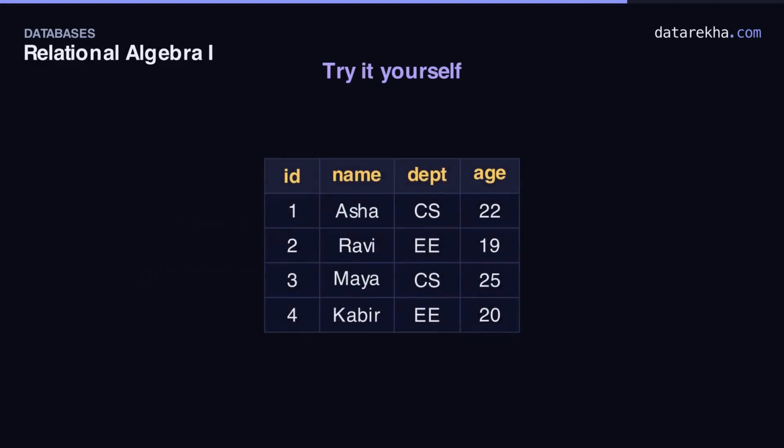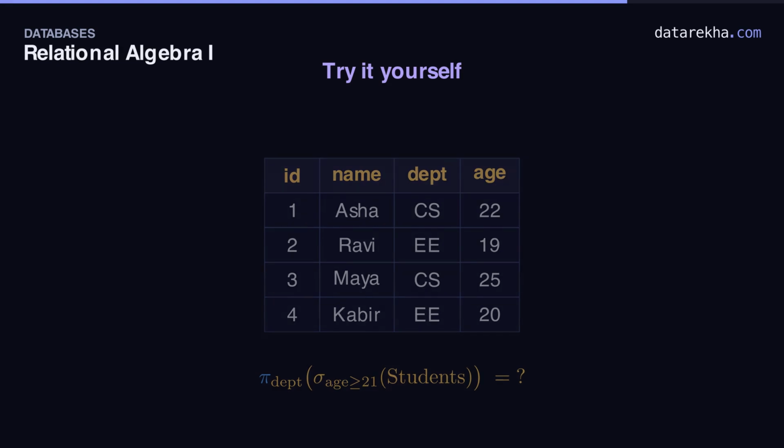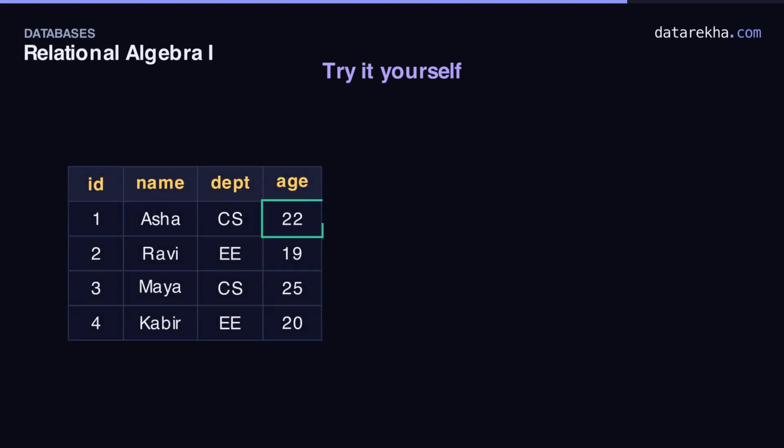Your turn. Same students table. Evaluate pi dept of sigma age at least 21 of students. Pause right now and work out the exact result table. Watch the ages carefully. And don't forget what projection does at the end. I'll wait. Inside out. First sigma.